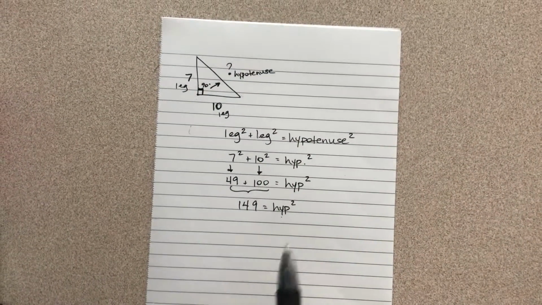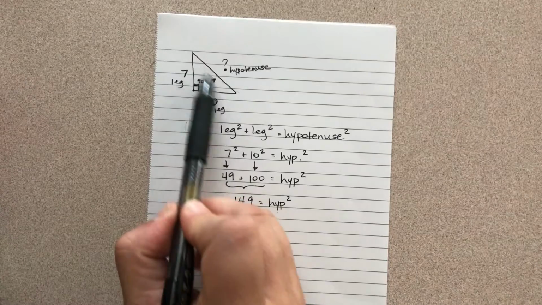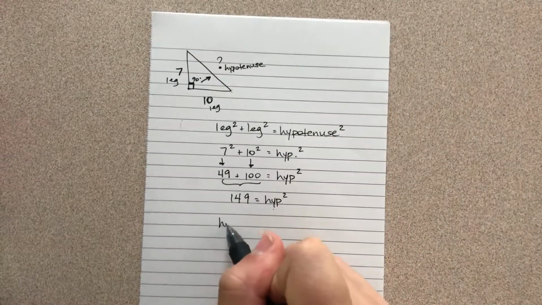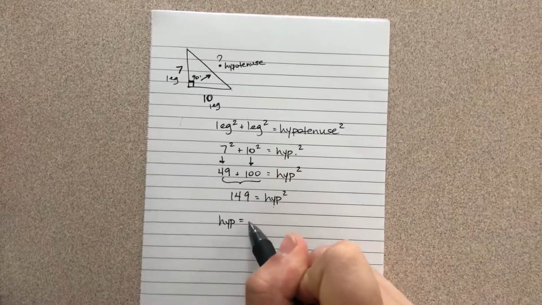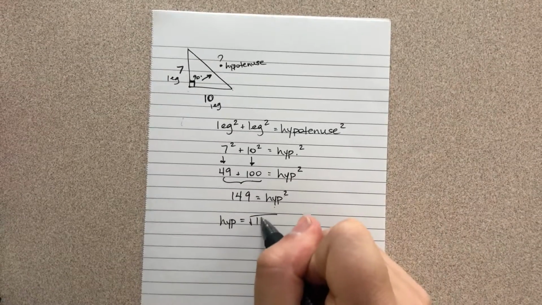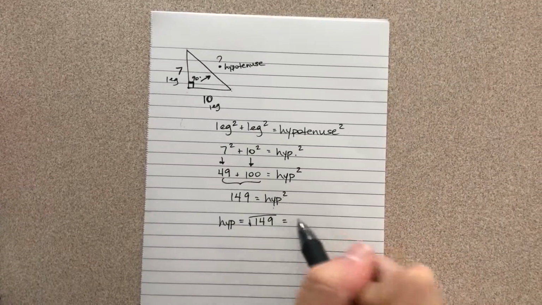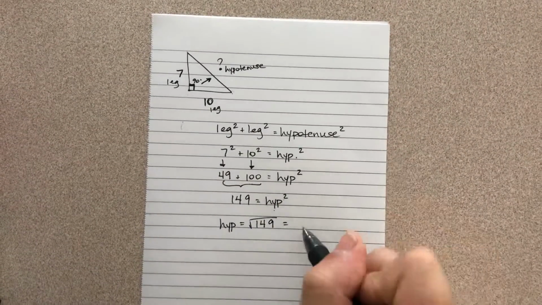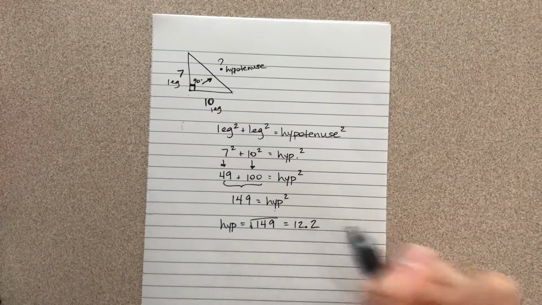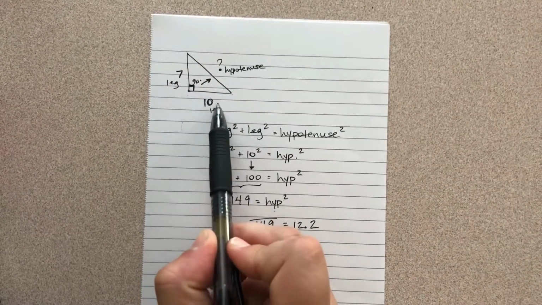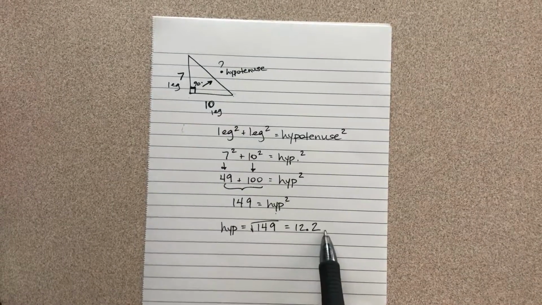I want just the length of the hypotenuse though, and so to undo squaring, I need to take the square root. The square root is undoing the squaring. So now if I take the square root of 149, I get 12.2. Now if these were 7 centimeters and 10 centimeters, this would be 12.2 centimeters.